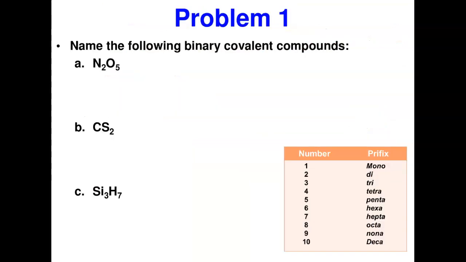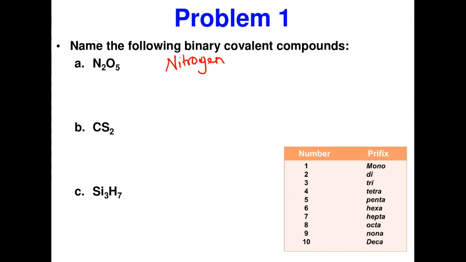So let's look at this one. It says, name the following binary covalent compounds. Remember again, this is nitrogen. Let's write it out: nitrogen. If you look at your periodic table, this is nitrogen. These are part of the things you need to memorize, a few of these. But if you have your periodic table by your side, you can just get this out. Nitrogen.